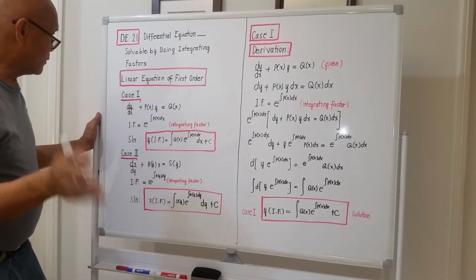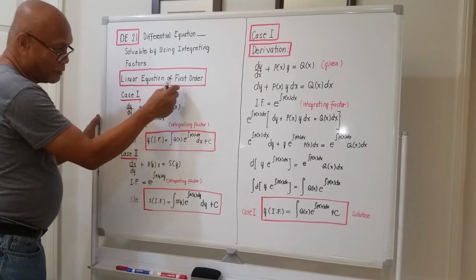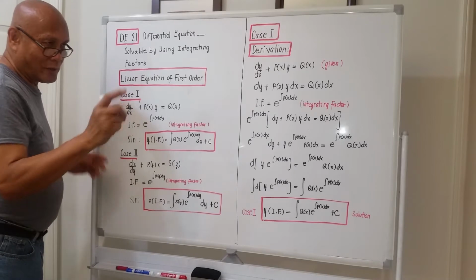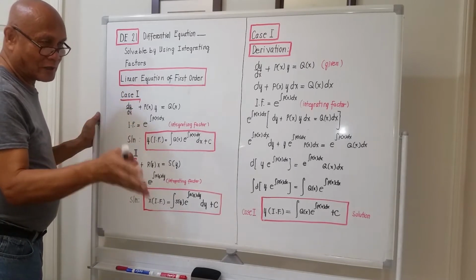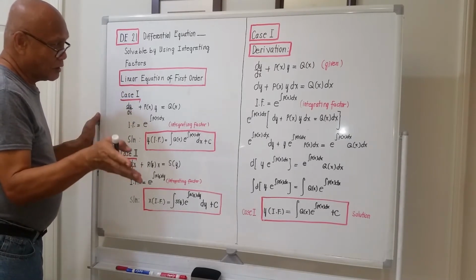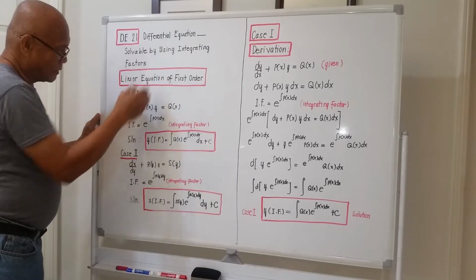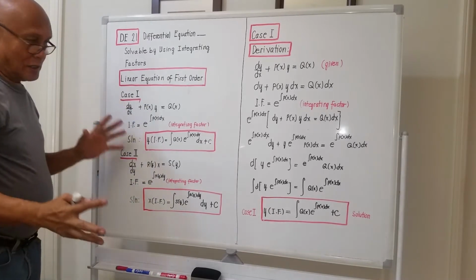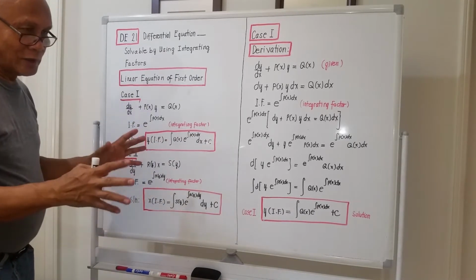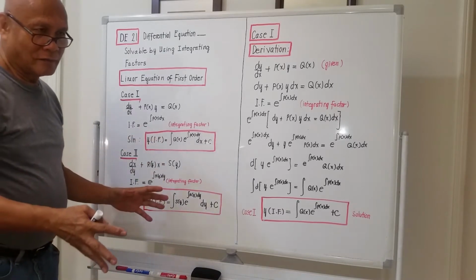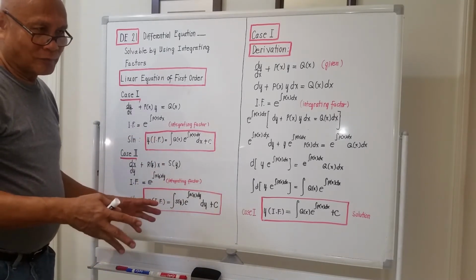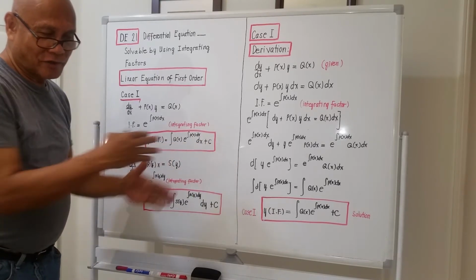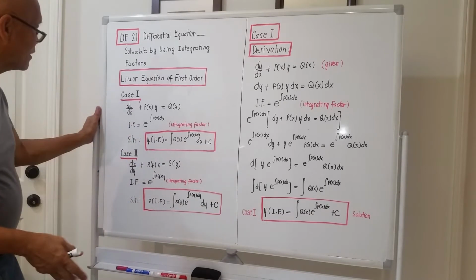We are to consider for the meantime linear equation only of a first order, meaning the power is actually 1. There are two cases under the solution for differential equation solvable by using integrating factor, case number 1 and case number 2. I will give you the two cases, then I will try to derive the formula on how to solve the two cases. I will just give you one. The other one is just the reverse of the other. I will give you case number 1.